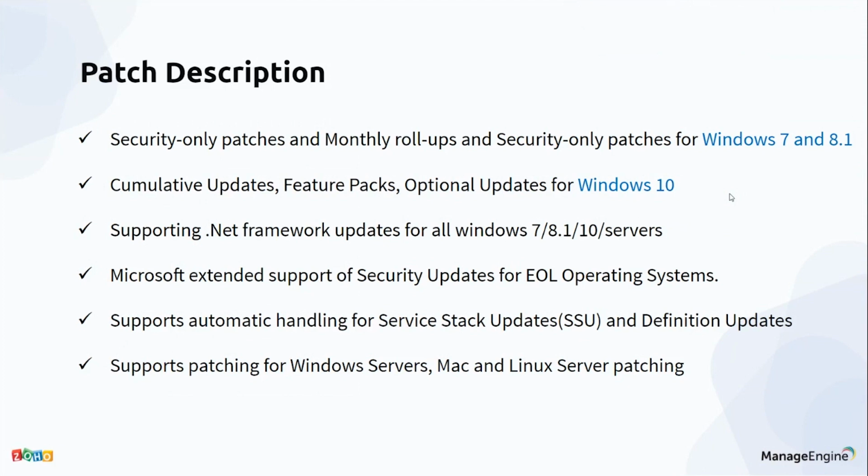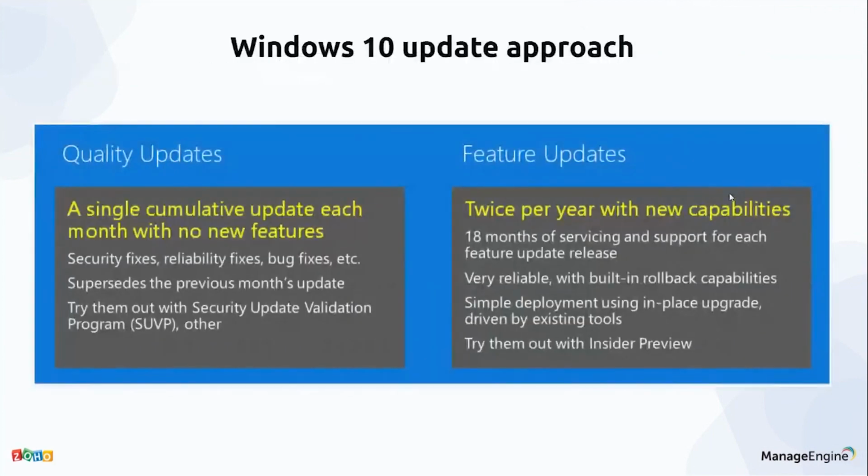We also support the extended security updates for end-of-life operating systems, such as Windows 7, Windows Server 2008, and 2008 R2, provided they have the extended support license enabled. As you all know, the latest feature pack, Windows 10 21H2 version, is also supported in Desktop Central. You can also upgrade your Windows 10 machines to the latest Windows 11 with the patch management supported in Desktop Central.